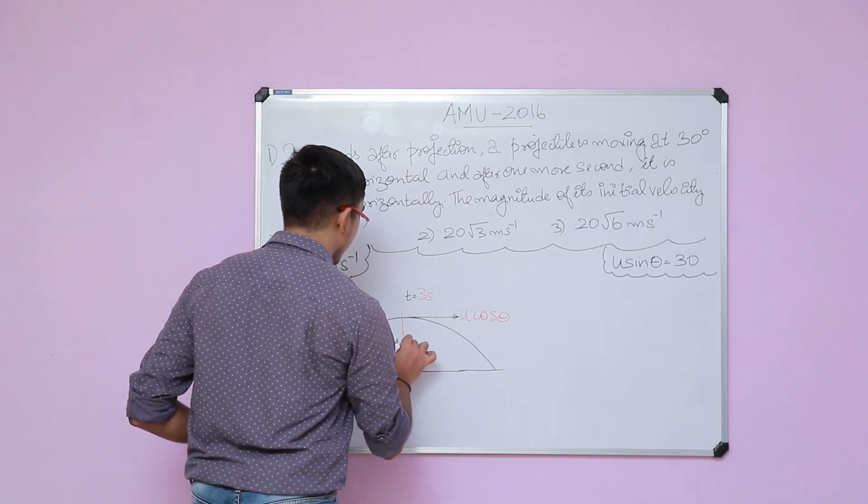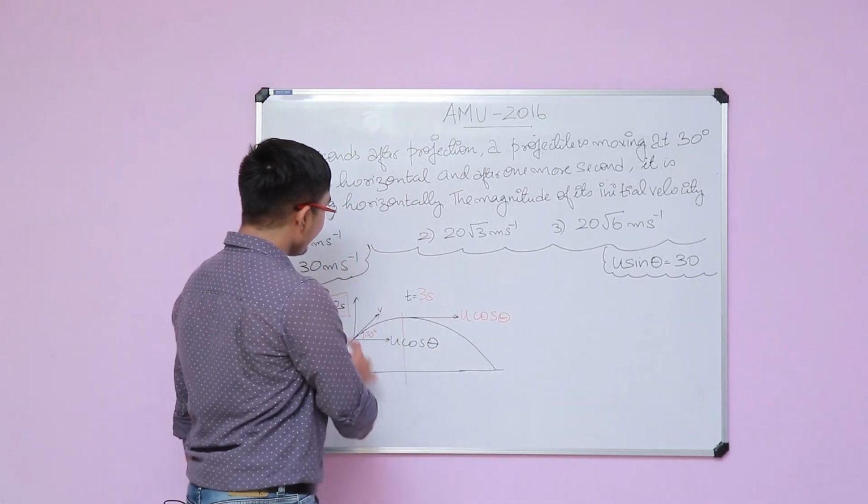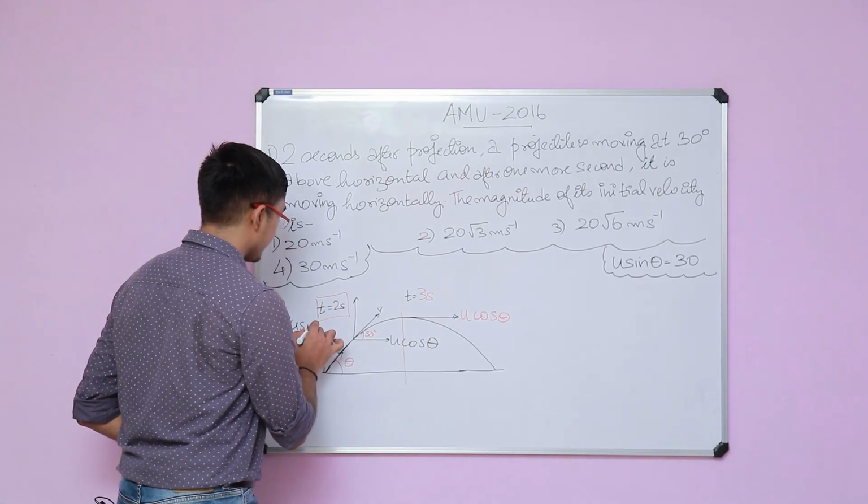Again and again it is u cos theta. So this is the horizontal velocity. Now vertical velocity, what will it be? See, you know that initially the vertical velocity is u sin theta.